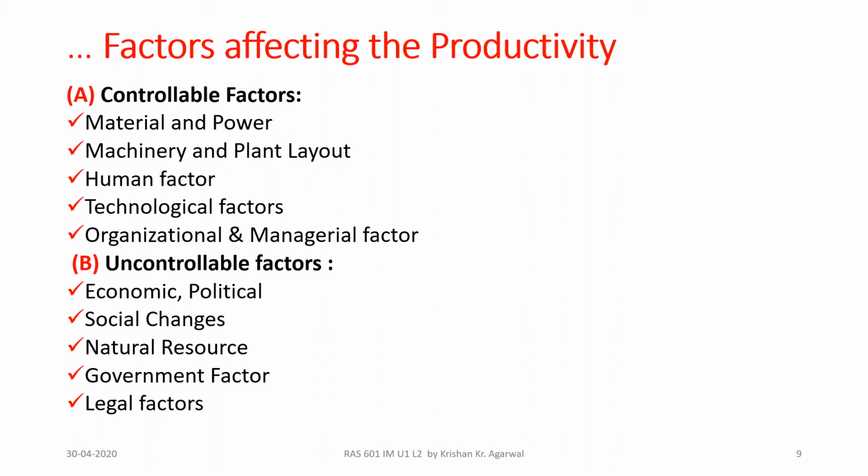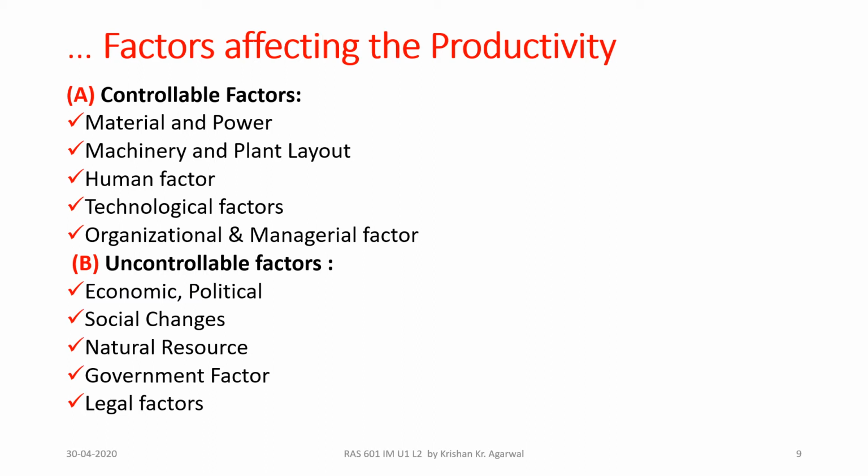Next is social changes. Yes, of course, the preferences of people in a particular area also affect the productivity of the product. If the preferences change very fast and the industrialist is unable to know about the preference of people, then he'll produce the wrong product, and by doing so people will not opt for the product.